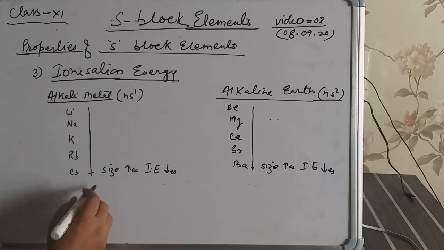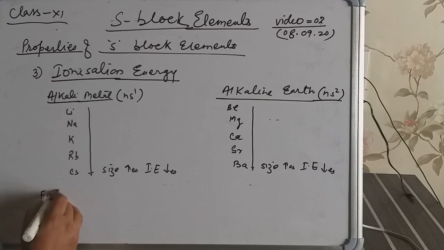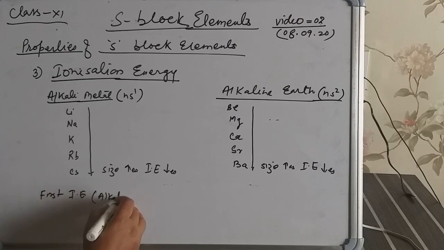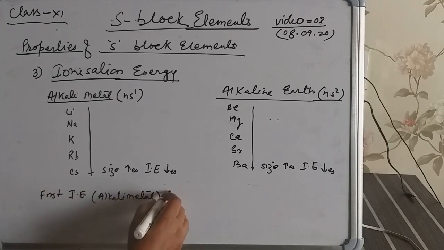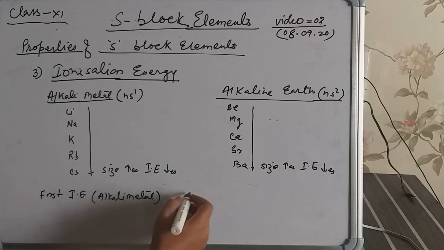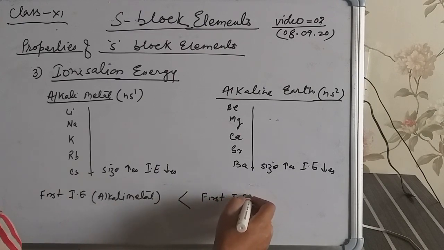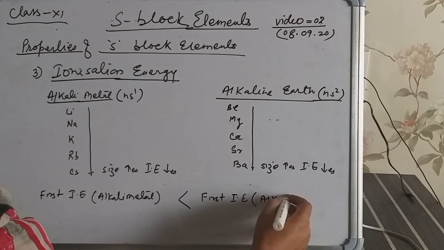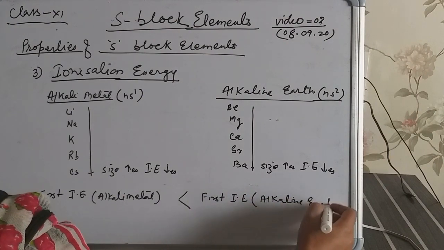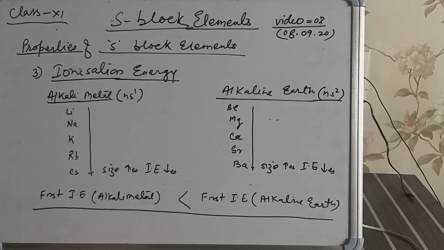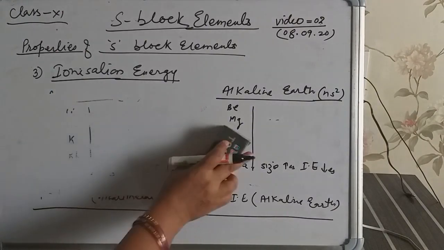When we compare the first ionization enthalpy, the first ionization enthalpy of alkali metal is less than the first ionization enthalpy of alkaline earth metal. But when we talk about the second ionization enthalpy, let's discuss the second ionization enthalpy.